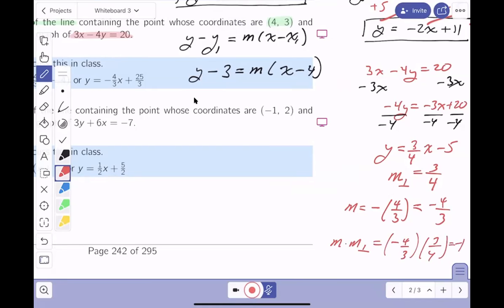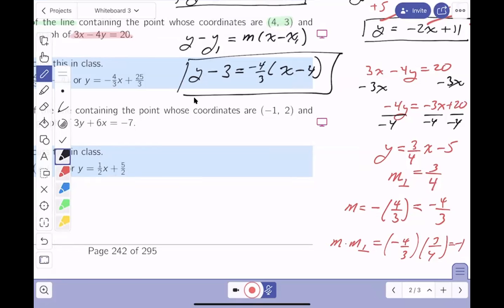So I know m now. Let me go back up here, get my eraser out. I'm going to erase this up here. And I'm going to put the slope down now. What's the slope? Minus 4/3. Let's go back to black ink. Minus 4/3. And this is a fine answer.